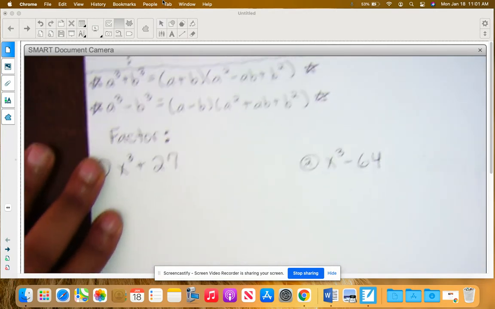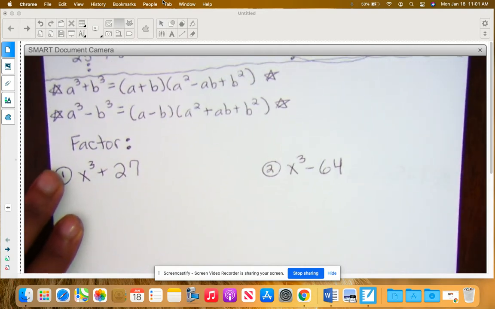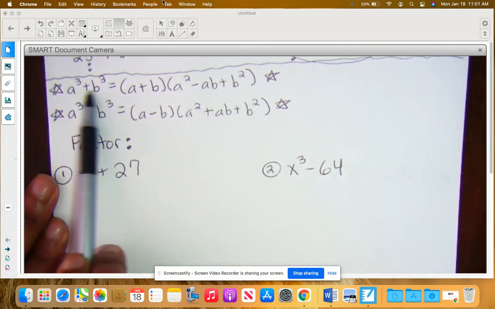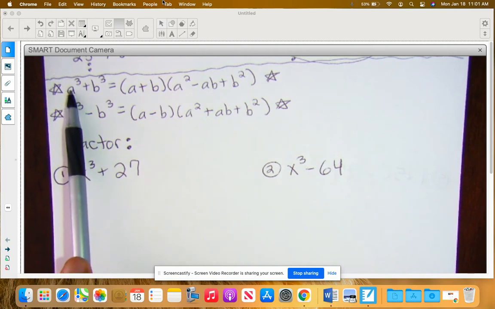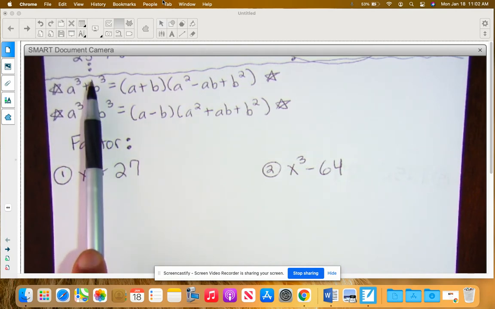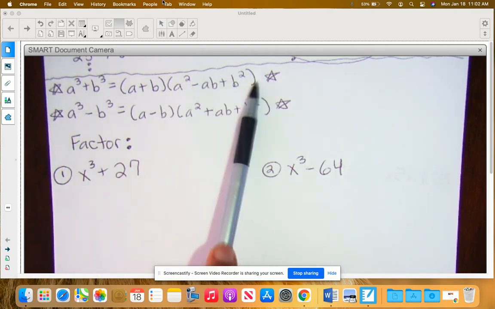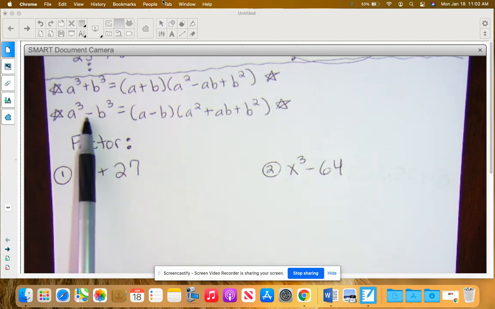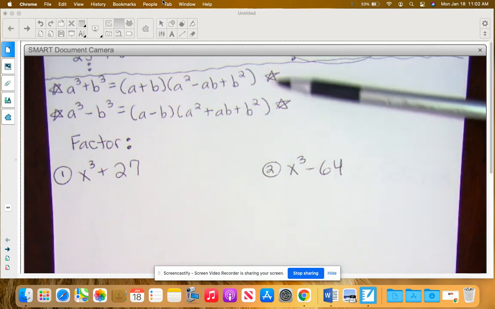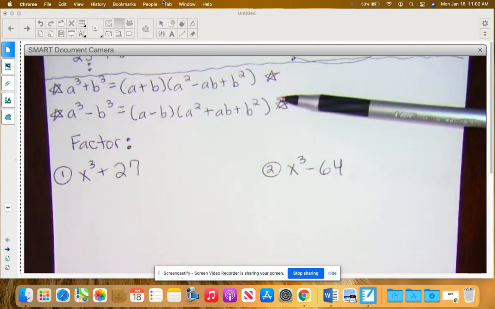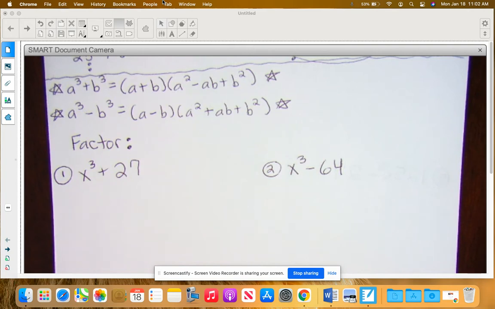These are the two formulas where the stars are. This one is the sum of cubes because I have a plus sign over here, and this one is the difference of cubes. If my problem is something to the third plus something to the third, I use the top one. And if my problem is something to the third minus something to the third, then I use this formula right here. These two formulas have been proven. You don't have to try to research it and see if it is true. It's already set in stone. And this is going to help us do the sum of cubes or the difference of cubes.